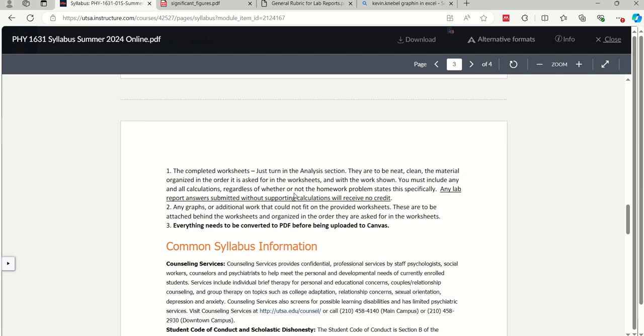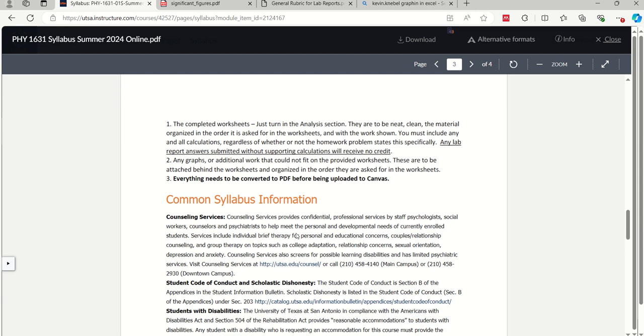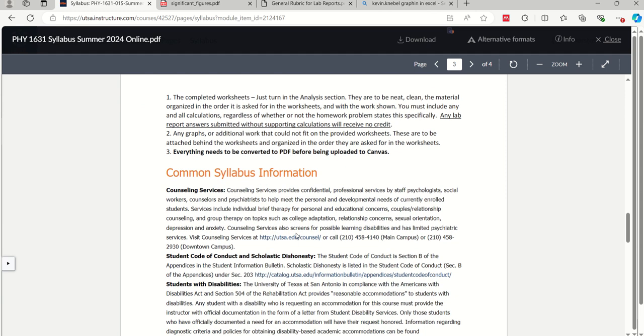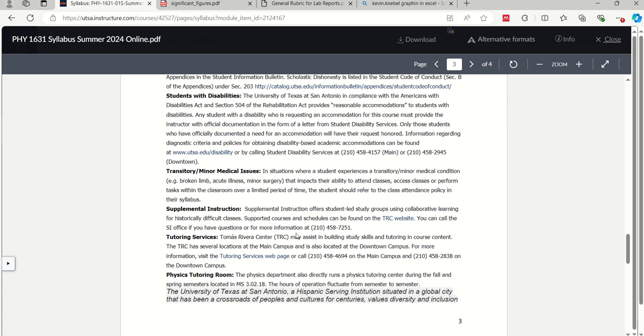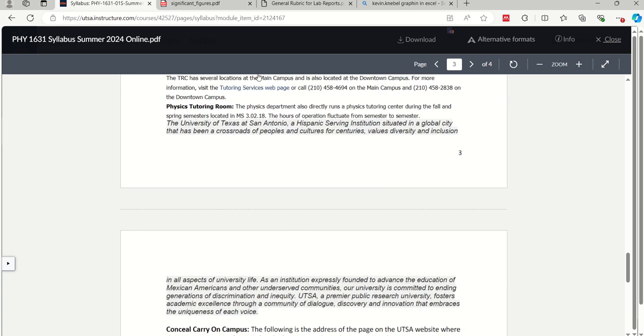Now, this is not me being mean, but sometimes Canvas will not accept certain formats in Word or Apple's version of Word or different text writers, and it'll just look like a bunch of nonsense information, and I can't read it. So if it's not in PDF, I typically cannot always grade it, and therefore that results in a 0. So please remember to submit it as a PDF, and you should be fine. And then of course this is just your common standard UTSA information on the syllabus.